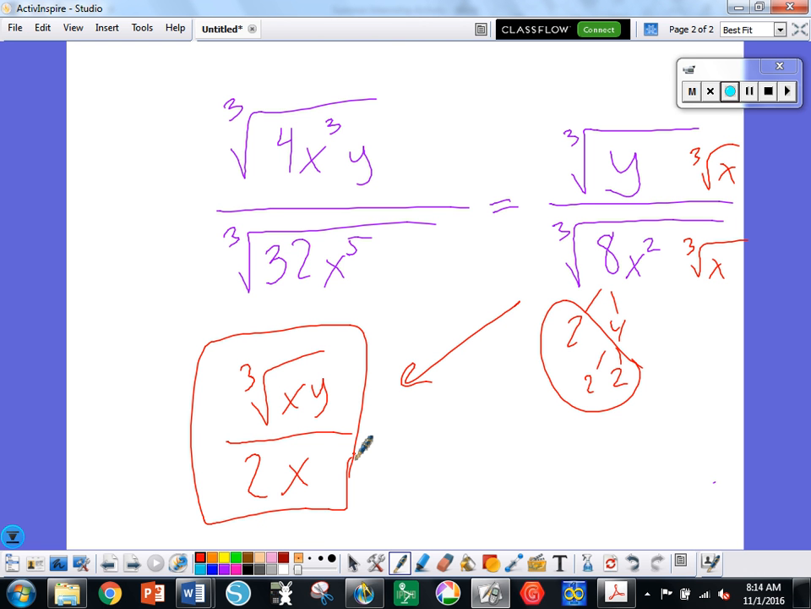Same radical. Simplify, yep. If they don't, get them to be the same radical. I'll explain that in just a minute. And then simplify and then go from there. Okay, Miss Rowley, you're good now? Okay.